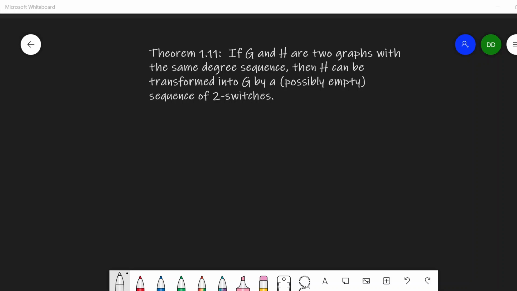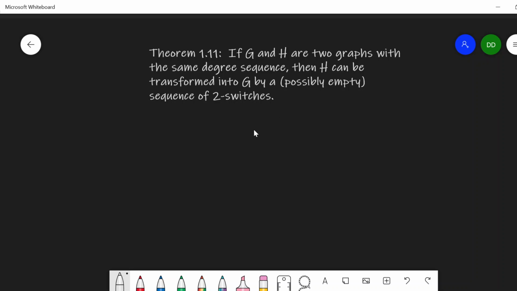In this video, I'll show how we use Theorem 1.10 to answer the question of if two graphs have the same degree sequence, then how are they related? And so the theorem says they're related exactly by a possibly empty sequence of two switches. That is, they might have been the same graph to begin with.